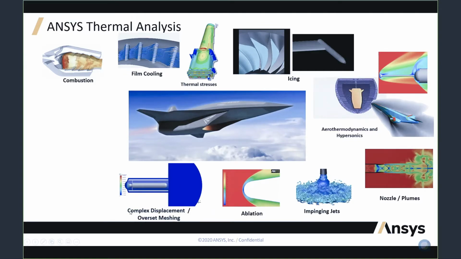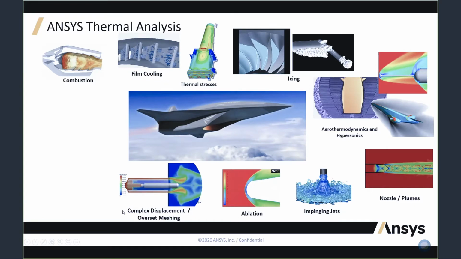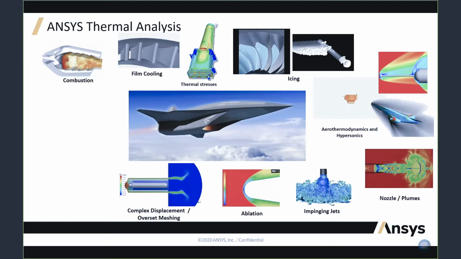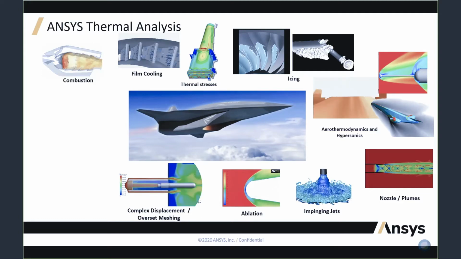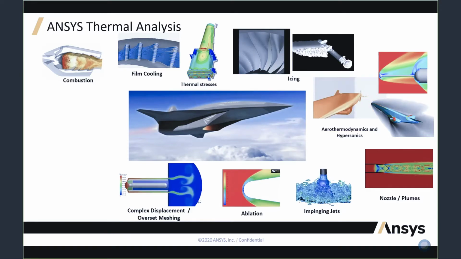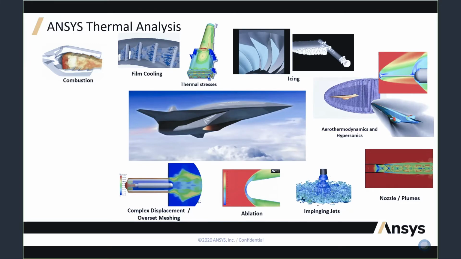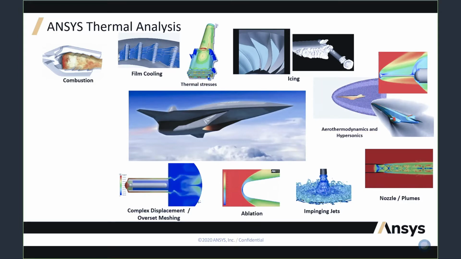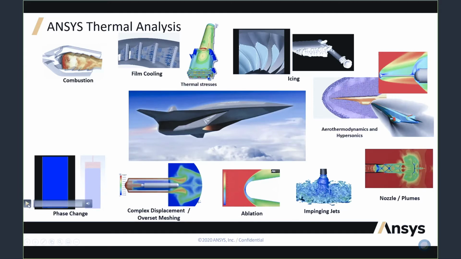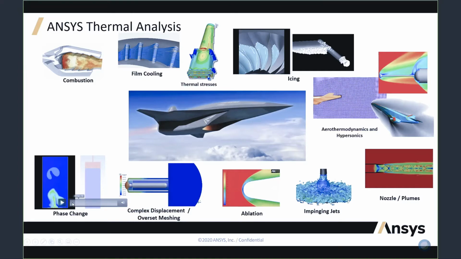Things like nozzles and plumes, impinging jets, inflation, complex displacement and overset meshing. So in this particular problem, we have a moving body within a mesh. Something like this is very complicated to mesh, and it could be very time consuming. However, using the overset meshing technology that we're also going to showcase in a little bit, we can solve these problems much more quickly and efficiently.